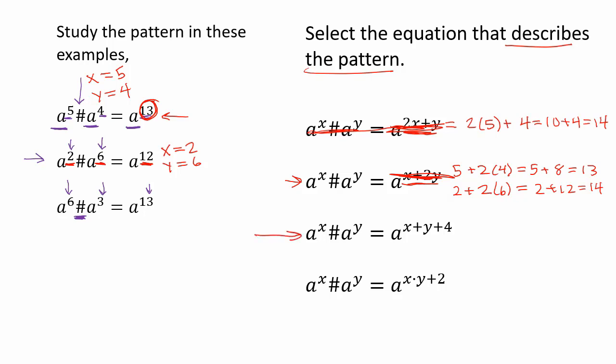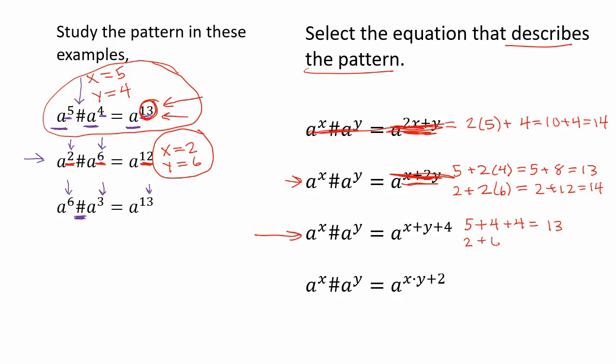Let's move on to our third example, and we're going to start again with this very first example that's given to us. There, x is 5 and y is 4, so it should be 5 plus 4, and then plus 4, which is equal to 9 plus 4, which is 13. That is what this first exponent is. Looking at the second example, where x is 2 and y is 6, we would end up with 2 plus 6 plus 4, which is equal to 12, and that is the value for this exponent.